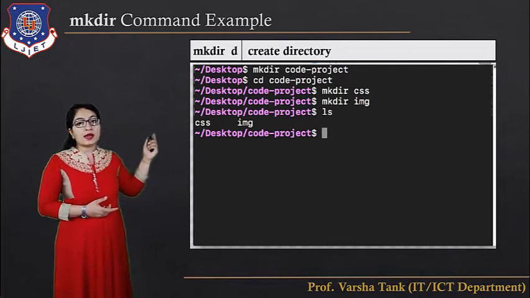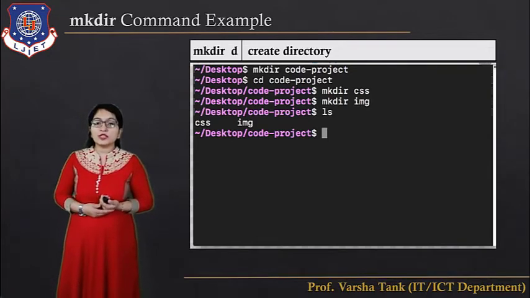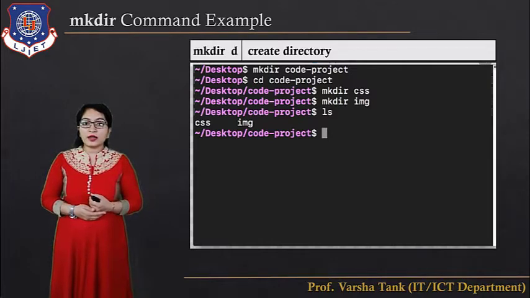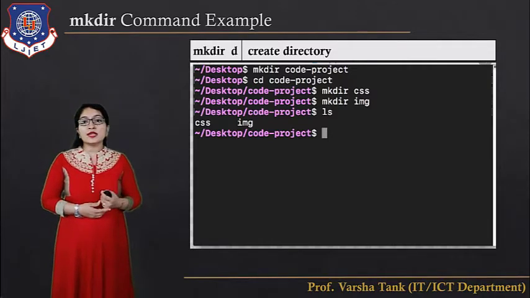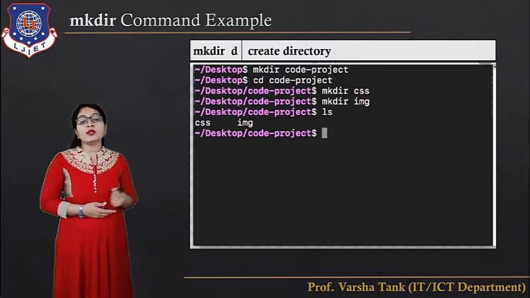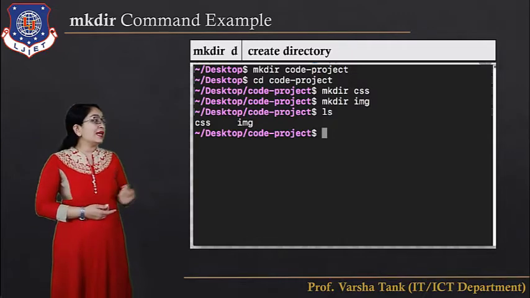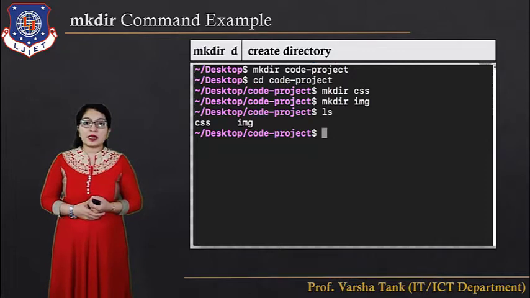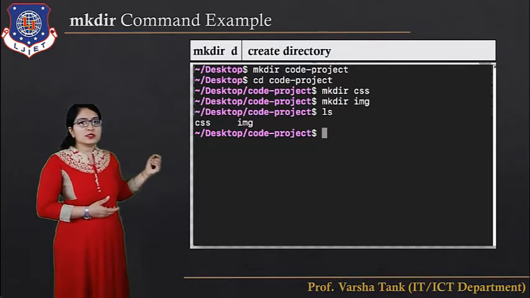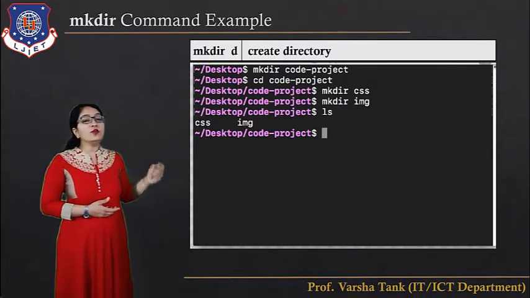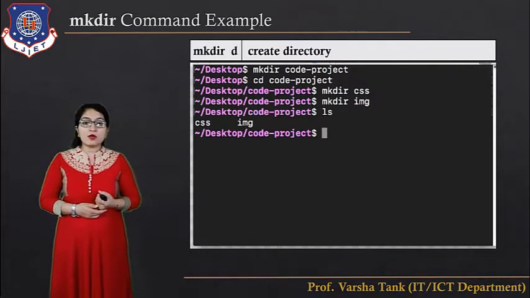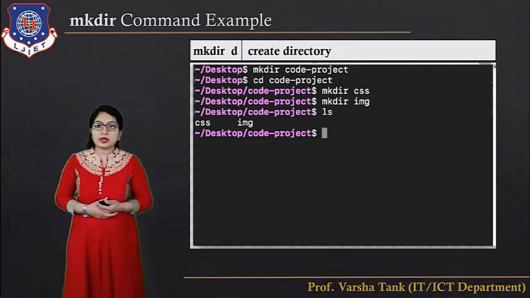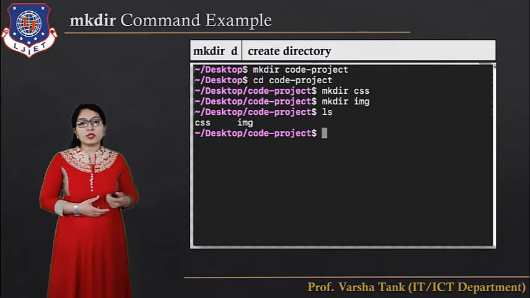So mkdir I have written over here, that is code project, that means it will create the code project directory. Now cd code project, that means it will move into the code project directory, in which again two directories will be created, that is css and img. Okay, that means style sheet and image. And if you list it, so if you use ls, you can see the two directories are created in the code project directory.